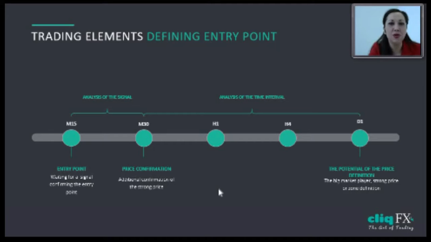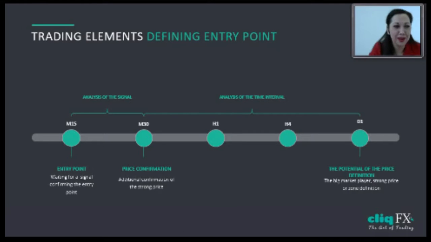But then you need another movement. So you move to a smaller time frame, for example, M15. And only there you receive the confirmation that your signal is right. So actually you have 2 confirmation signals. And only then you open your position. That was variant number 2.